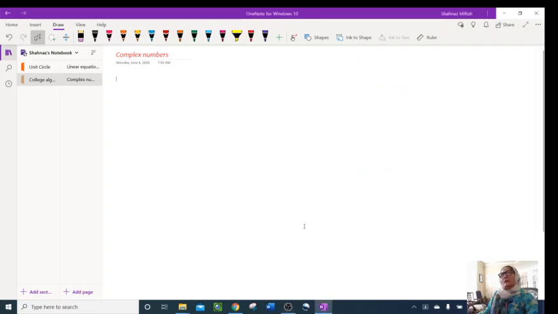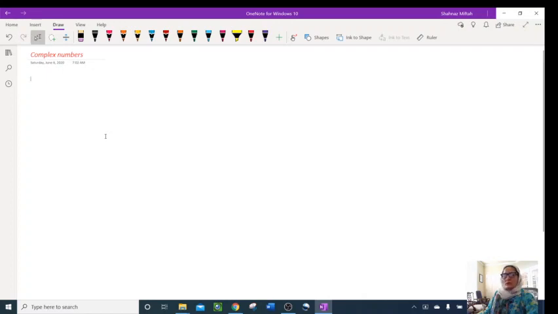Hello everybody. Let's do complex numbers today. We will learn adding, subtracting, dividing, and multiplying complex numbers, and also perform operations with square roots of negative numbers. So how do we deal with negative square roots? Let's try complex numbers and imaginary numbers. So here we go.